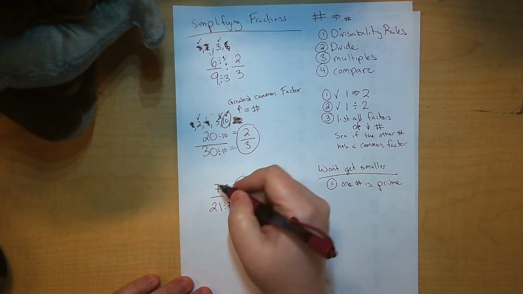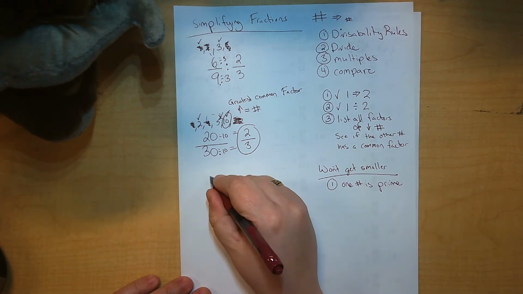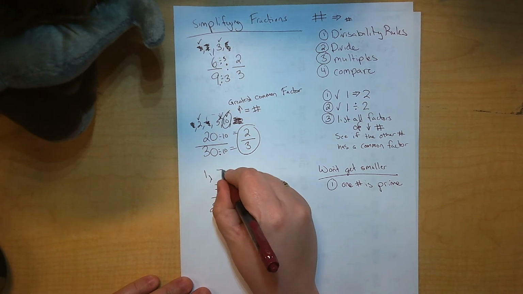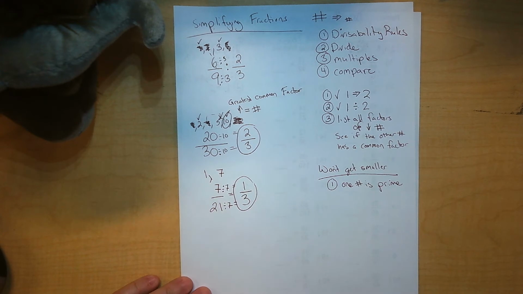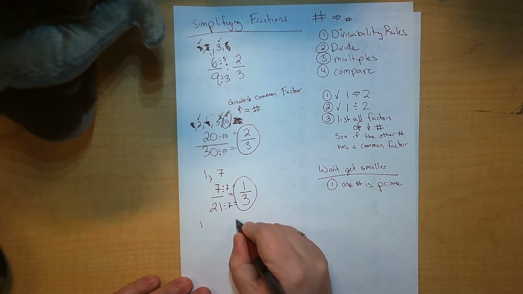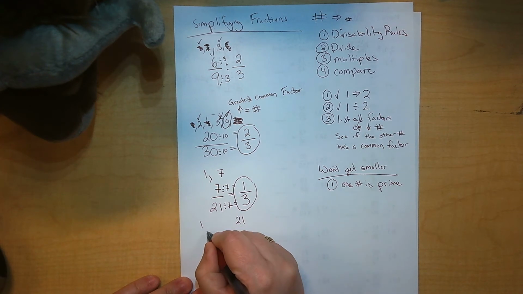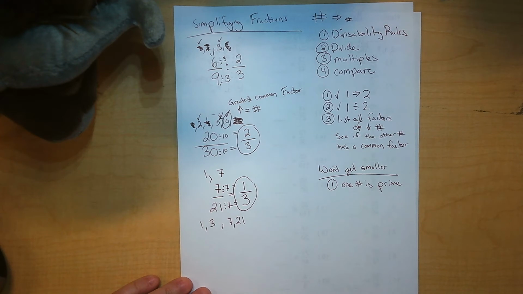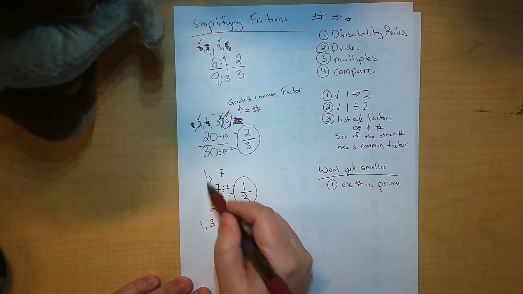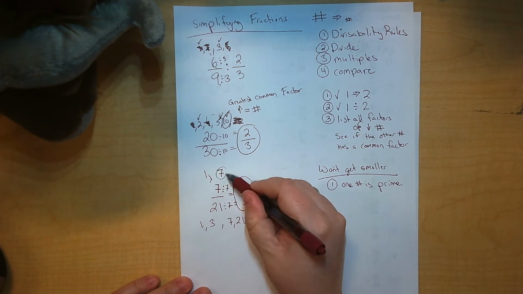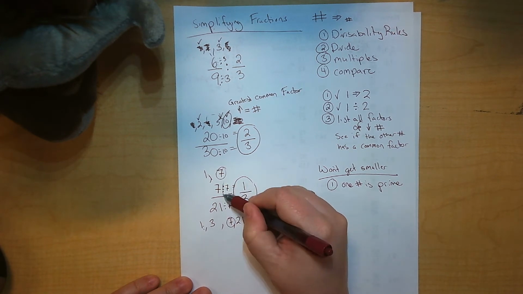We can, because the only factors of 7 are 1 and 7, which makes 7 prime. The factors of 21 are 1, 21, 3, and 7, and that's it. But if we look again, the only common factors we have are 1 and 7. And our greatest common factor would again be 7, which is what we ended up dividing by.